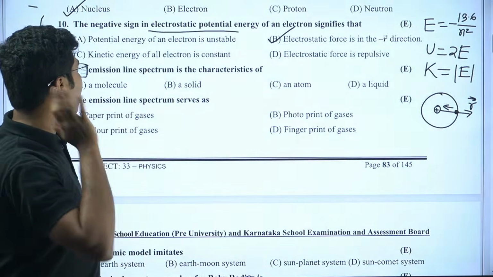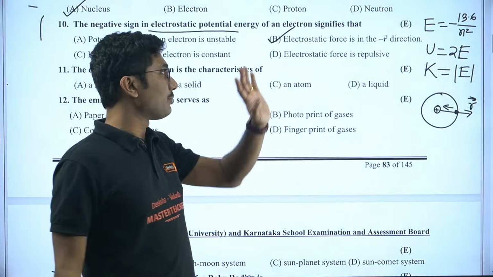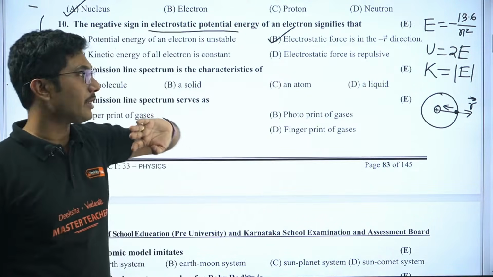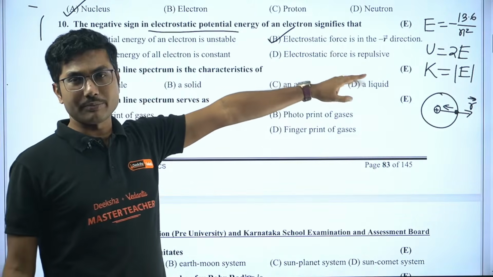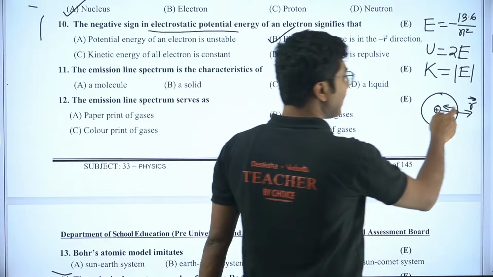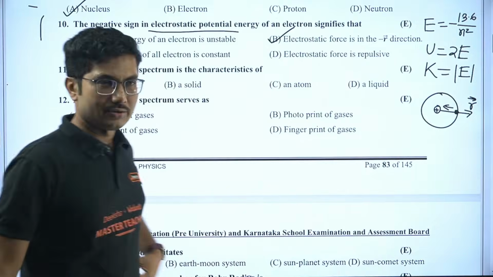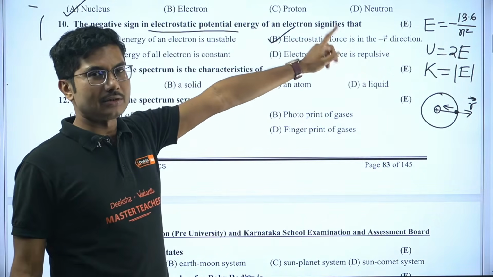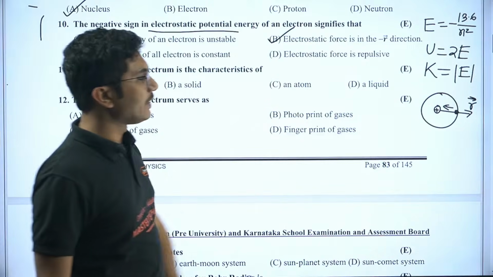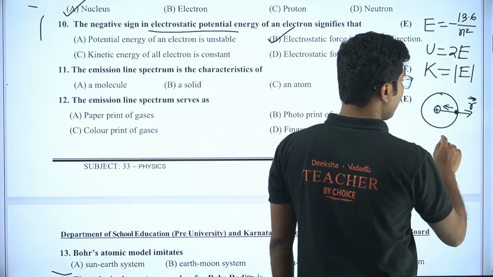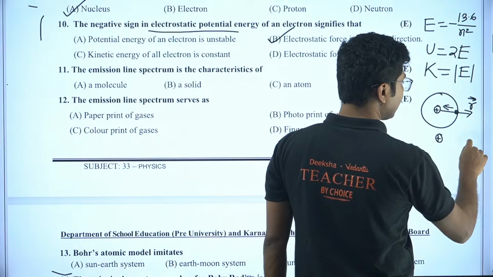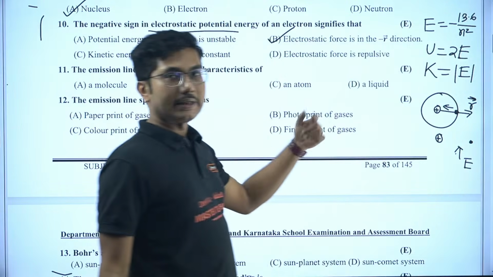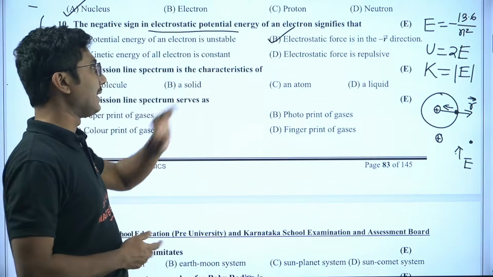But again, potential energy of electron is not unstable, so it is a stable electron. Electrons are orbiting in a stable orbit, that's why potential energy is stable. Electrostatic force is repulsive, that also does not make any sense. Electrostatic force in this particular case is attractive, it is not repulsive. So maybe they are trying to implicate this, but this is not the correct explanation. Actually, if you want to separate the electron from the atom, you have to provide energy to the electron so it can come out of the atom. That's why it is negative.